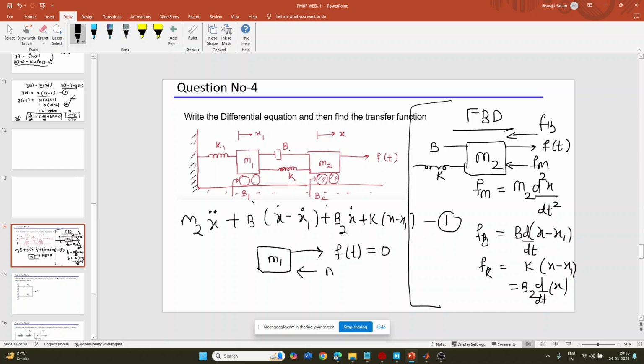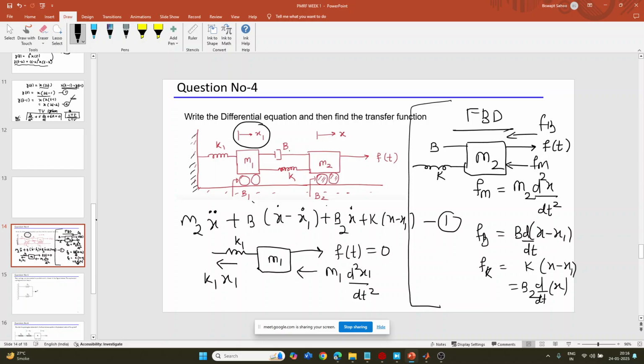So that force is m1 d square x1 by dt square. This force is applying in the negative direction because of this displacement x1. Now, what are the things that are connected to m1? You find out. There is a spring connected on the left hand side, k1. Because of this k1, there is an opposing force in this direction, that is k1 times x1.